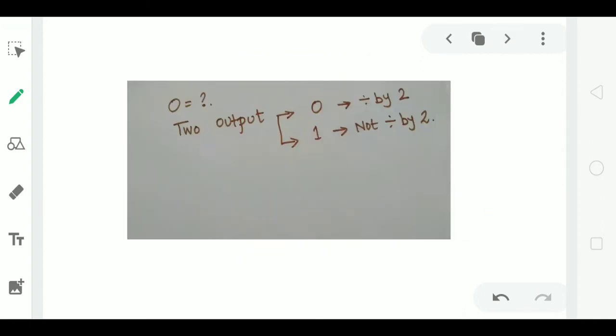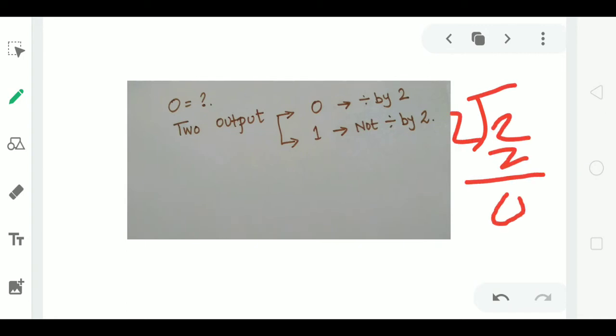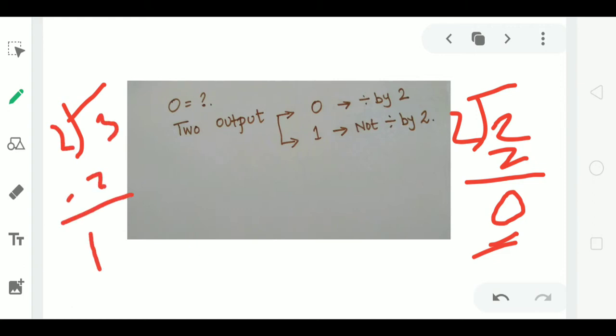Now what will be O? O will be the output. What kind of output are we getting after dividing the number by 2? For example, if we are dividing 2 by 2, the remainder is 0. So this 0 we are going to consider as our output. If we are dividing 3 by 2, what kind of output are we getting? We are getting output as 1. So output 1 means not divisible by 2, and output 0 means divisible by 2.